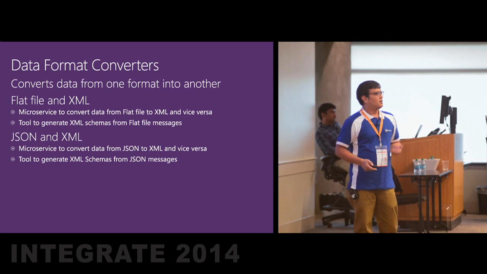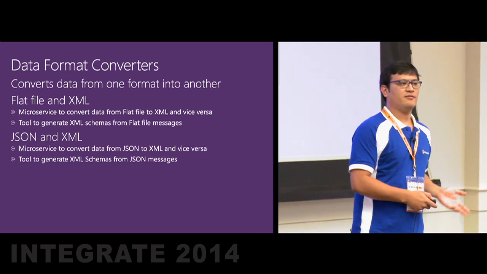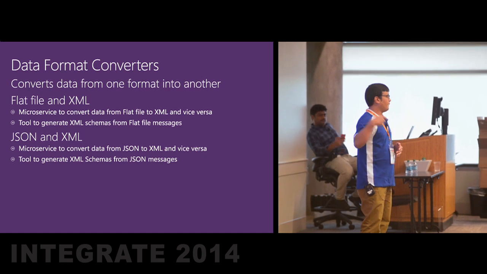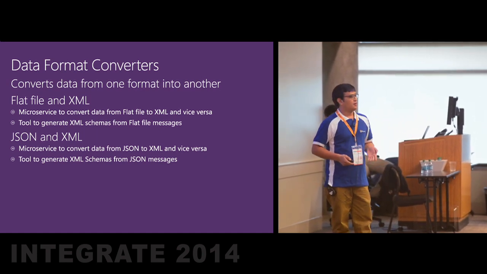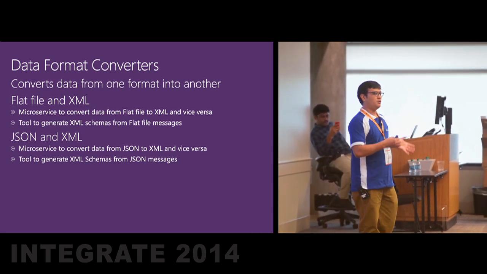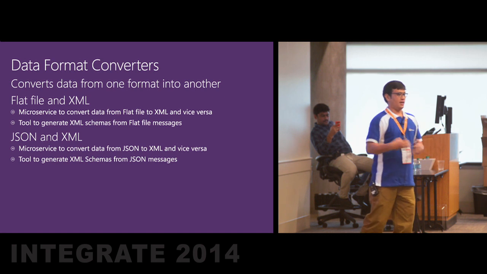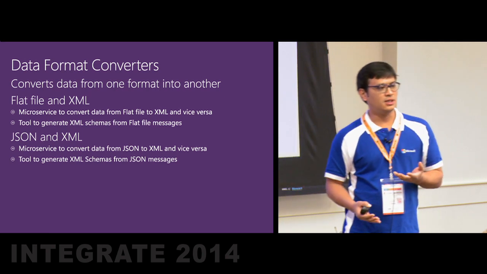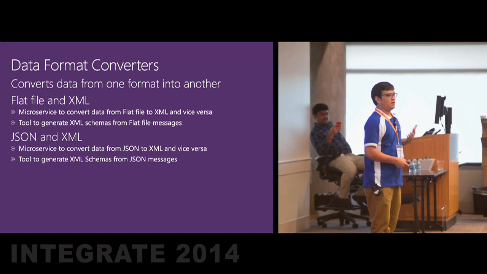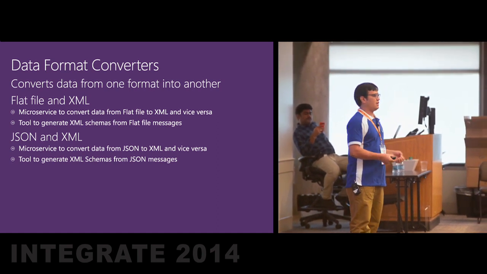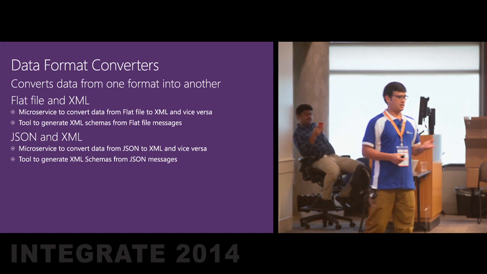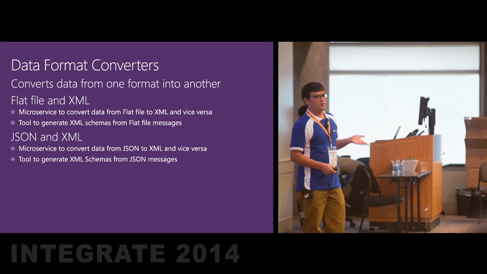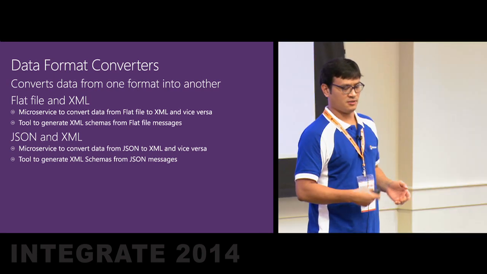Similarly, between JSON and XML, we have a microservice that can convert data from JSON. So any JSON payload that comes in, or if you want to talk to an external system that is expecting data in a JSON format, you can do that, right? We give you the ability to convert the data which is in JSON into XML, and XML into JSON, and vice versa. Again, here you need a tool to generate the XML schemas that you may want. So we give you a tool that will allow you to create XML schemas given a specific JSON instance. So the tool will just kick off and you can do that. JSON has been one of the biggest feedback items that we have had on BizTalk Service today, so I'm happy to say that you will have the ability to process this as first class.